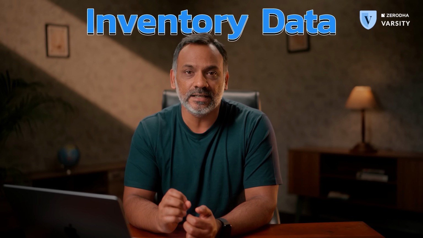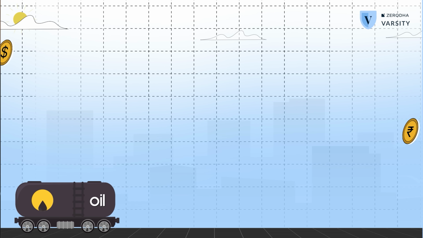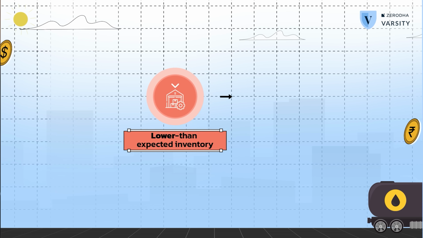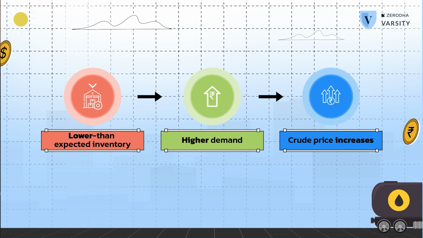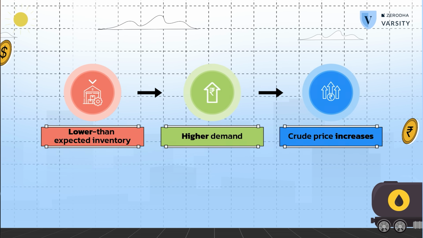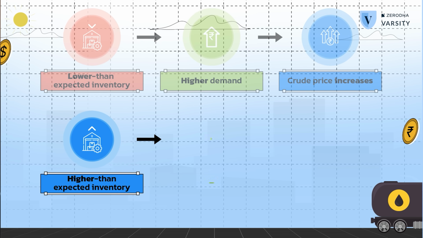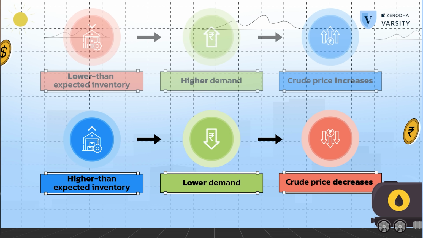Of course, when it comes to crude oil, the big data point to watch out for is the inventory data, which is released every Wednesday. The idea behind the inventory data is simple. If the inventory data is less than what is expected, that means there is a higher demand for crude oil, hence the crude oil price is expected to increase. If the inventory data is more than what is expected, that means there is lesser demand for crude oil and hence the crude oil price is expected to decrease.